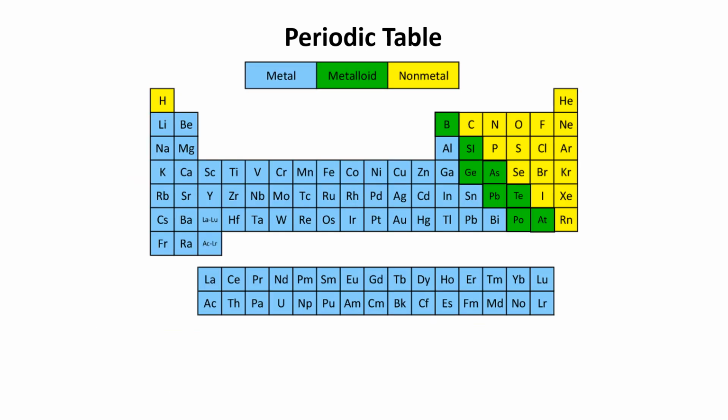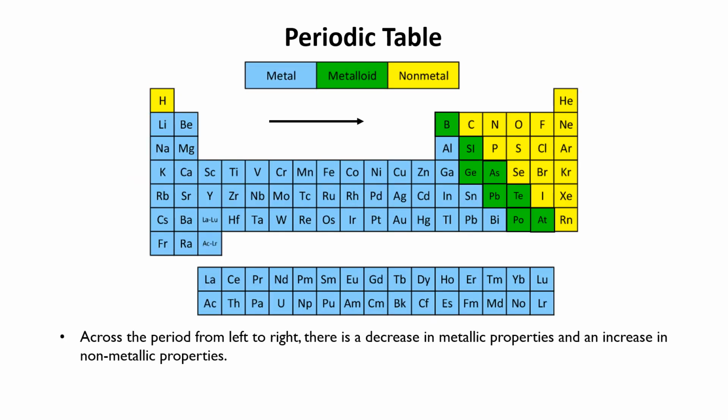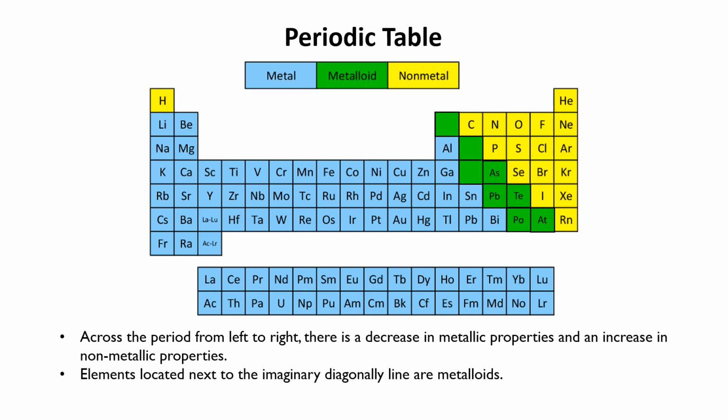Now let's look at the properties in the periodic table. Across the period from left to right, there's a decrease in metallic properties and an increase in non-metallic properties. Elements located next to the imaginary diagonal line are metalloids. Metalloids have the properties of both metals and non-metals.